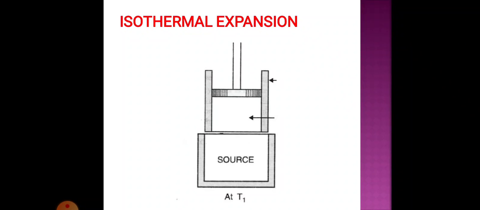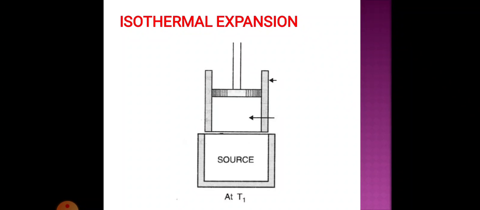During isothermal expansion, the cylinder containing the working substance is placed on the source, which is maintained at a constant high temperature T1 Kelvin. The cylinder is placed on the source.